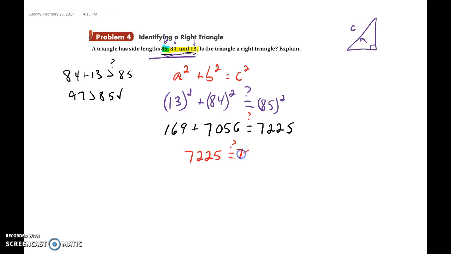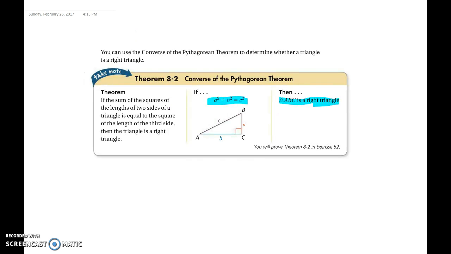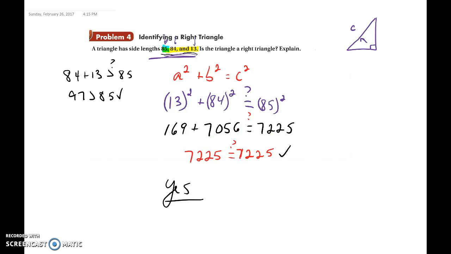And since it does equal our c squared, we know yes, this forms a right triangle. And our explanation would be it forms a right triangle because it satisfies the Pythagorean theorem, or the converse of the Pythagorean theorem. All right, so that's applying and using the converse of the Pythagorean theorem. So you could be given three sides and be asked to determine, does this form a right triangle? Now, every single time we do this, it won't be equal, because not every triangle we have is a right triangle. So there will be some cases where it doesn't equal, and we can still determine the type of triangle that we have there.